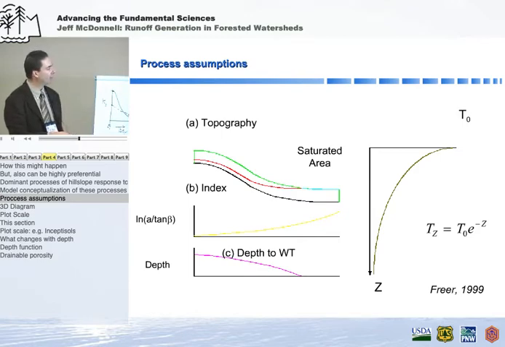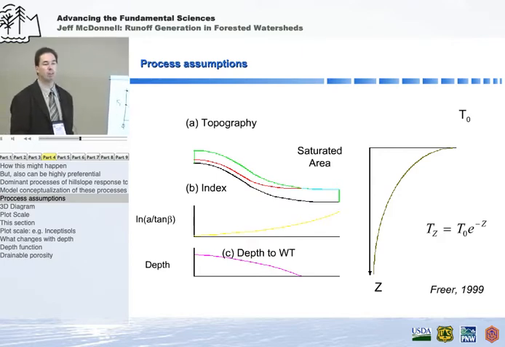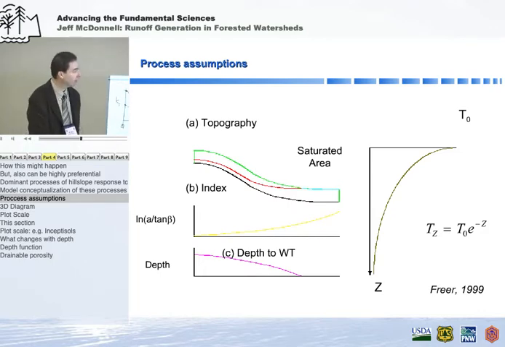So here's the topographic index, which increases in a downslope direction. We can compute it directly off a topographic map. Most states now have 10-meter DEMs, freely downloadable from USGS. And then the depth of the water table is assumed to go from really deep at the ridge to 0 at the intersection with the saturated area.